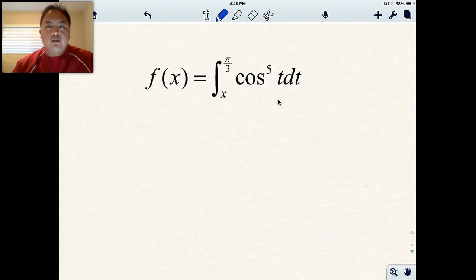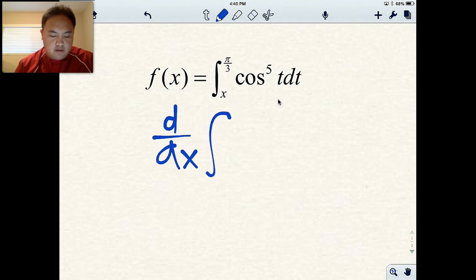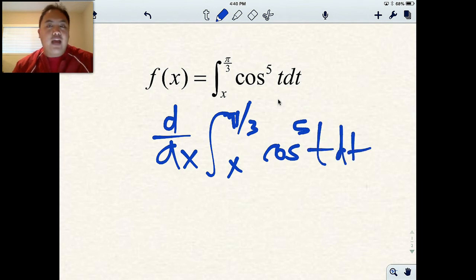This one is a little bit different. I'm still taking the derivative of the antiderivative. But you'll notice something different that we didn't see in the last problem. In this problem, I don't have a constant on the bottom. In this case, I have my constant on top and my variable on the bottom. So what you do is, one of the rules of antiderivatives is that you could flip the bounds, but you have to make it negative.